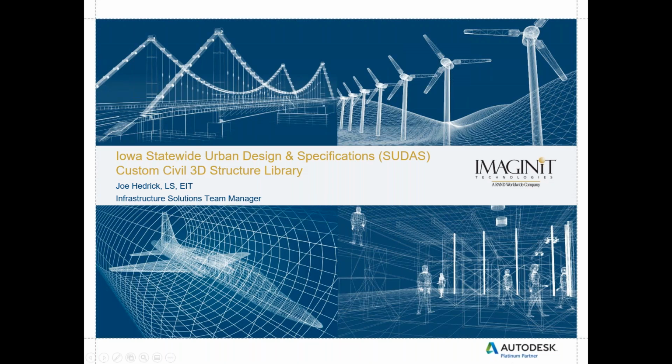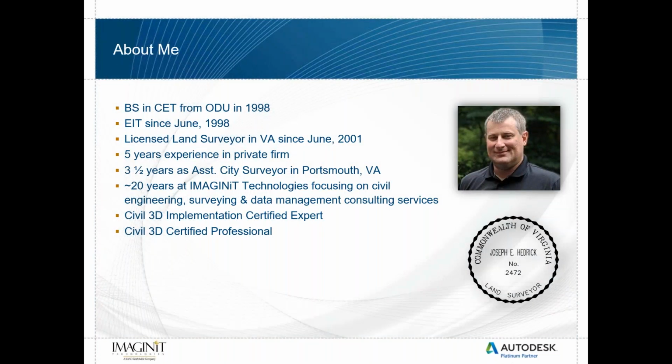So with that, a little bit about me. For those of you who don't know me, my name is Joe Hedrick, and I co-manage the civil technical team here at IMAGINiT. I've been doing this a really long time. It's 20 years, just a couple of weeks ago. So I'm starting to feel old, being a professional geek. But prior to that, I worked for a private surveying firm for about 5 years, and then I spent some time at a municipality, the city of Portsmouth, which is adjacent to Virginia Beach, Virginia, where I'm located, for about 3.5 years in public works, engineering, surveying and GIS.